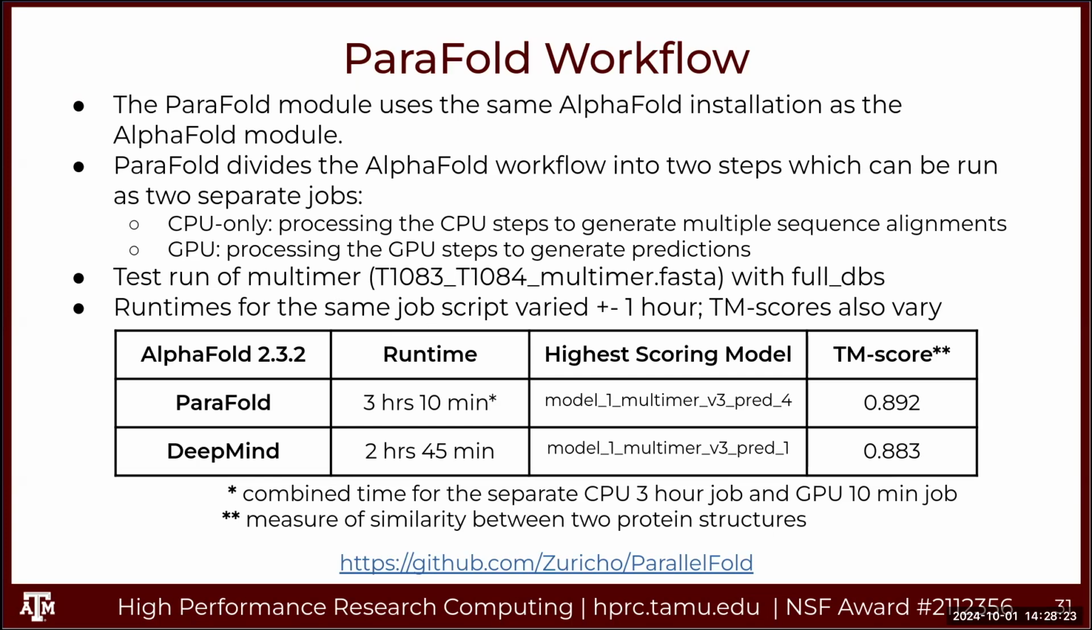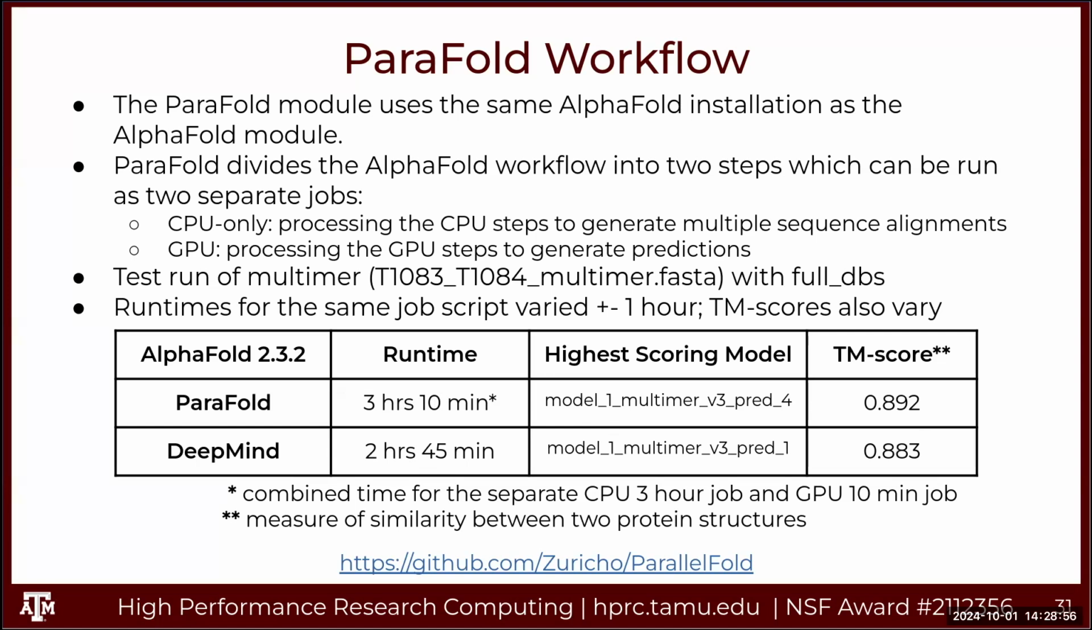So I just ran a comparison of AlphaFold running it through ParaFold or the DeepMind AlphaFold workflow. The running times are relatively similar. If I was to run this again for ParaFold, it might be 3 hours and 45 minutes, and DeepMind might be 3 hours and 15 minutes. So the time varies, but they're relatively similar. This is the overall runtime for ParaFold for both jobs, and the scores are very similar.